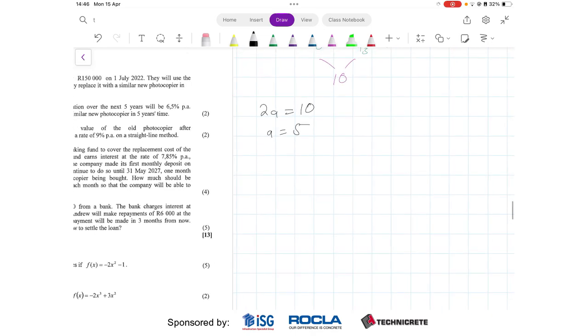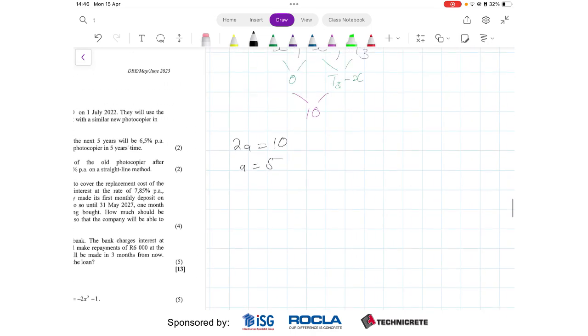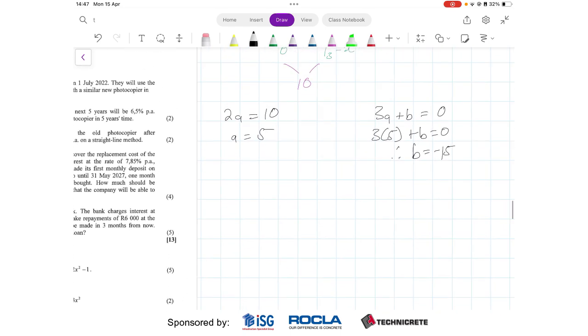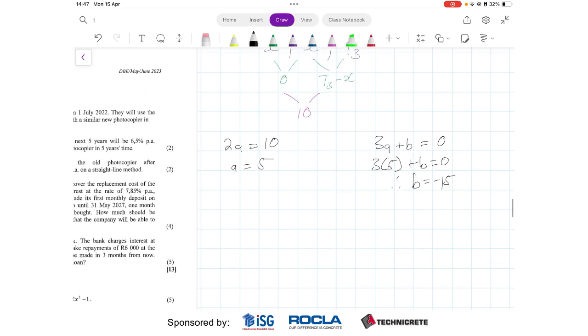Then moving forward, we will say 3a plus b is equal to 0, such that 3 into 5 plus b equals 0, therefore b equals minus 15. All right, wonderful. Now, using what we know about sequences and series, we are going to take this term and subtract this term, and then equate to this term. So essentially, let me just show you what I mean by that.